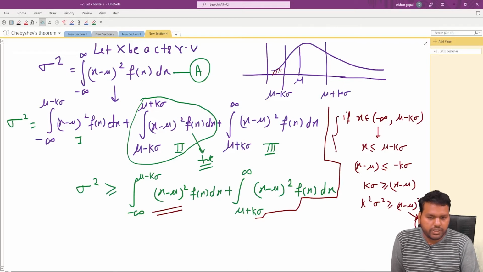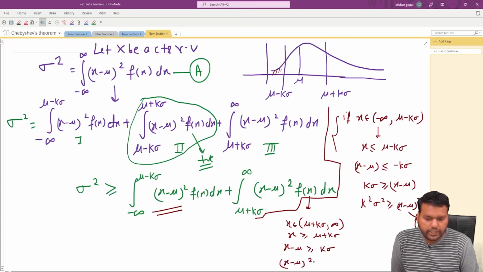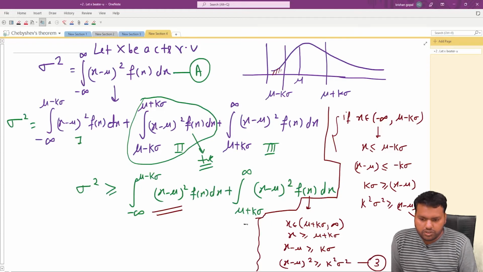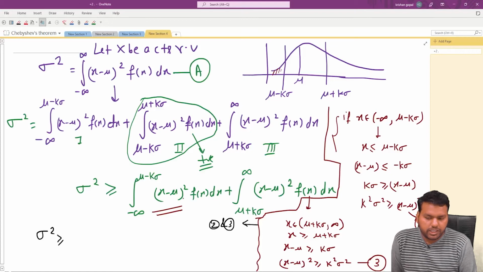You can perform the same analysis for the other part. When x belongs to mu plus k sigma to infinity, x is always greater than mu plus k sigma, so x minus mu is greater than k sigma, so (x minus mu) whole square is greater than k square sigma square. This is your third equation. So from equations 2 and 3, in place of (x minus mu) whole square, I can replace it with k square sigma square.